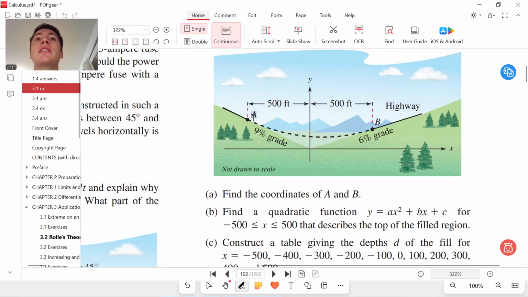We know that the instantaneous rate of change at point A is the slope of the hill, which is -9/100. And we know that the instantaneous rate of change at B is the slope of this hill, which is rise 6, run 100, 6/100. Same way that we found the percent grade.